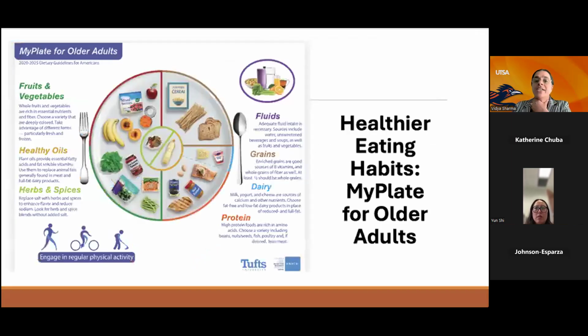So I'm just going to first start with this very basic My Plate. For most of you who have studied here in the United States, you're probably familiar with something called the My Pyramid. So when you were in school, maybe elementary school, middle school, you would see there was a pyramidal kind of structure and then different colors. Each color represented a certain food group.